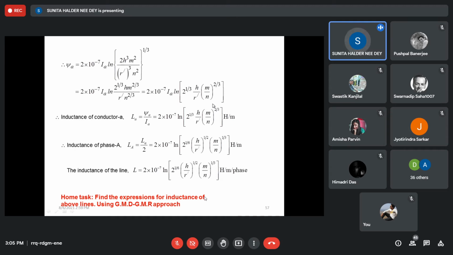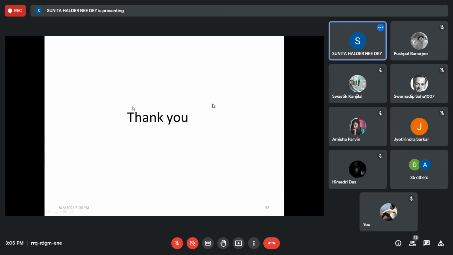So your task is to find out the same expression using the GMD GMR approach. You will see that if you use the GMD GMR approach, you need maximum 1 page to derive it, and you can do it very easily. So do it yourself. So next, this is one part.